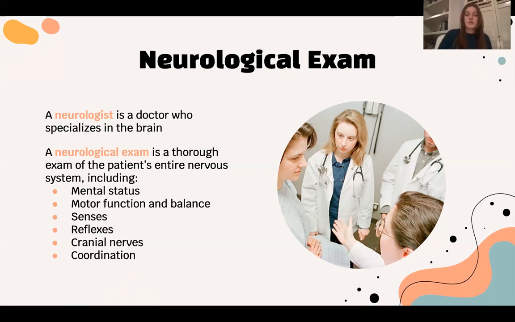So you're probably going to be referred to a neurologist at some point during this process. Neurologists are doctors who specialize in the brain and the spinal cord. They know a lot more about the nervous system than your family doctor will, and they're going to be very equipped to diagnose and treat brain tumors. A neuro exam consists of testing the patient's mental status, motor function and balance, senses, reflexes, cranial nerves, and coordination.